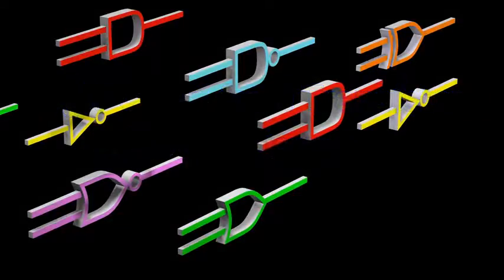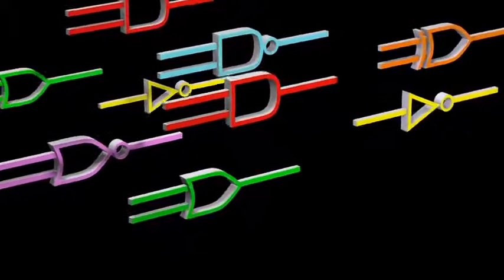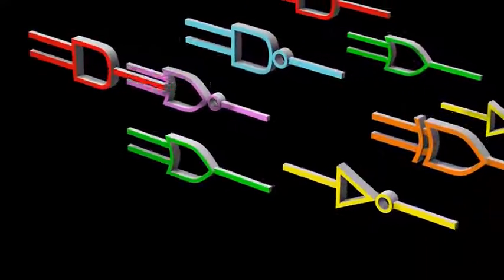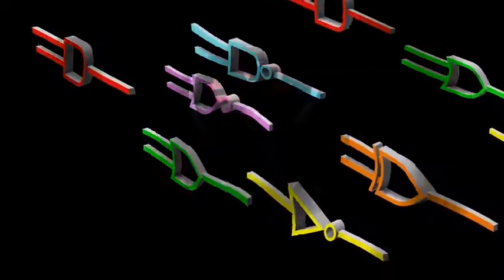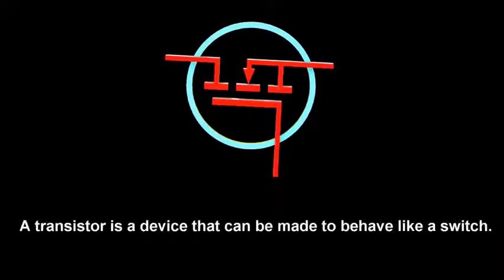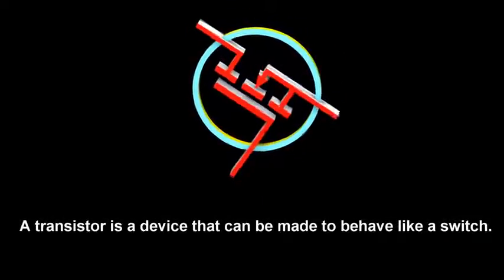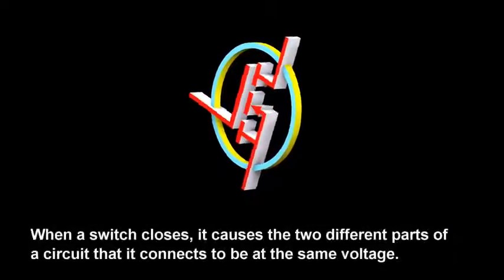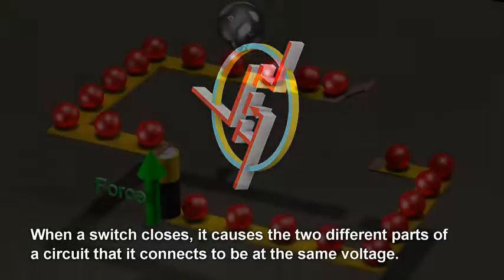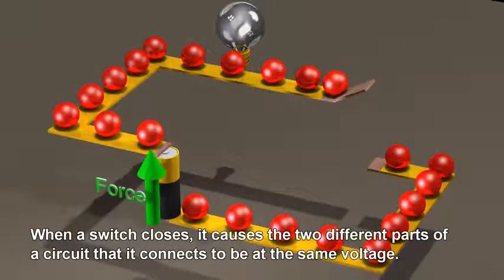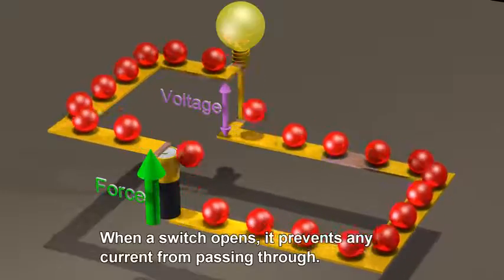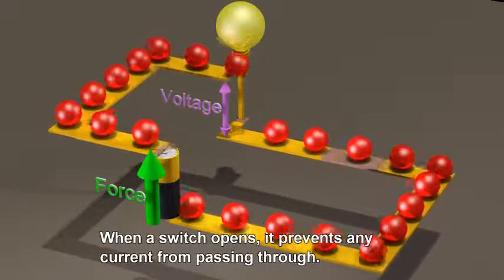Computers and digital electronics are made from logic gates, and logic gates are made from transistors. A transistor is a device that can be made to behave like a switch. When a switch closes, it causes the two different parts of a circuit that it connects to be at the same voltage. When a switch opens, it prevents any current from passing through.